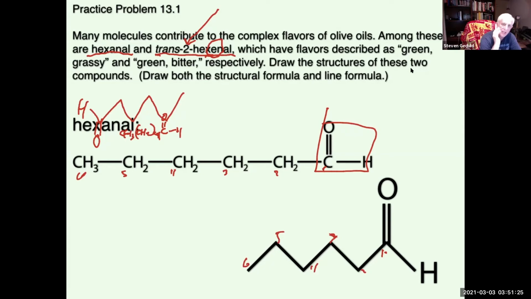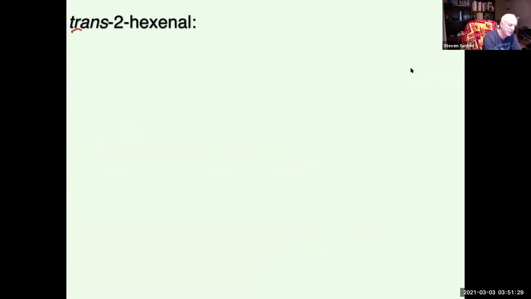The next one is trans-2-hexenal. So again, you've got 6 carbons. So let's put in 6 carbons, 3, 4, 5, 6. And it says there's an aldehyde, double bond O, bond to H. And at number 2, there's a double bond. And we have to show it in the trans position.